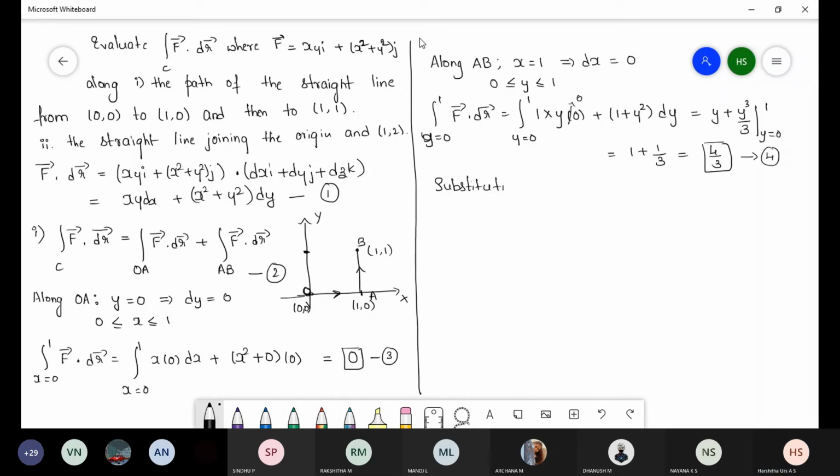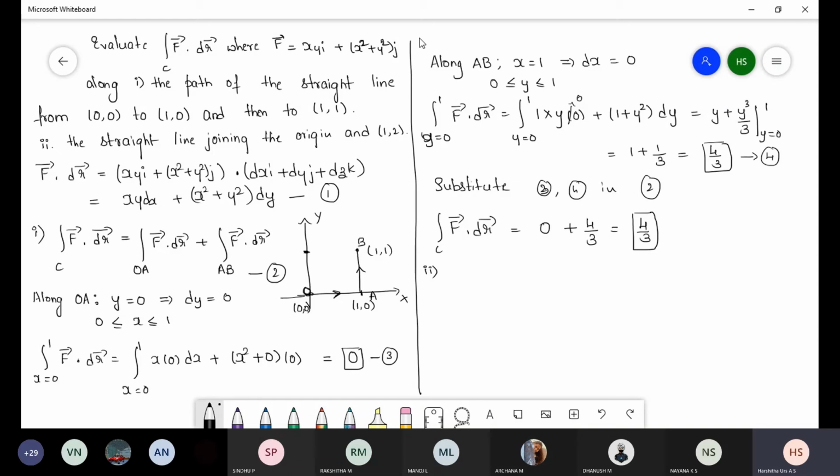Substitute equations 3 and 4 in equation 2. Integral over the curve C vector f dot vector dr is equal to equation 3 value, which is 0, plus 4 by 3. So we got the value 4 by 3. Next, let us see the second one.